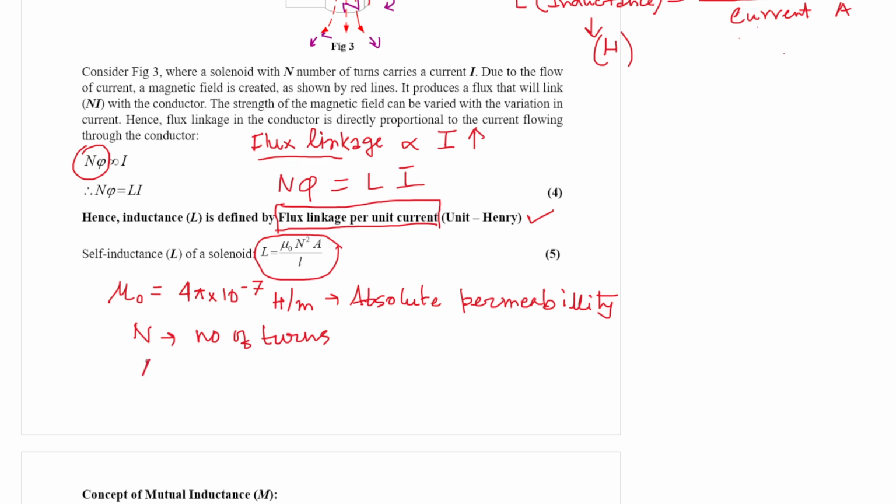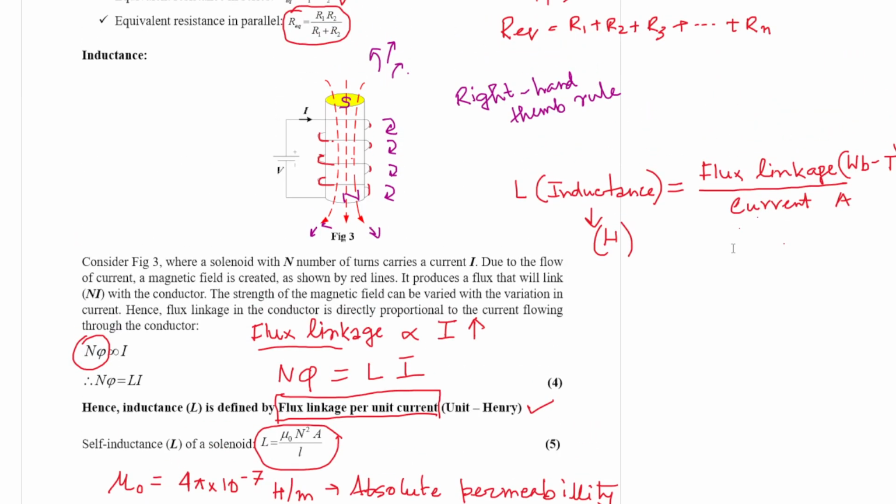What is A? A and L is the same. A is the cross sectional area, and L is the length of the conductor. So we can understand one thing, that if the current is flowing, a magnetic field will be set up. If a magnetic field is set up, then a magnetic flux will be created.